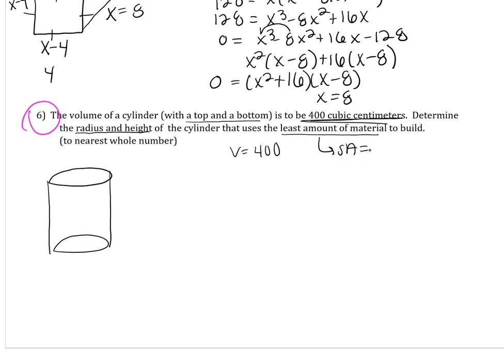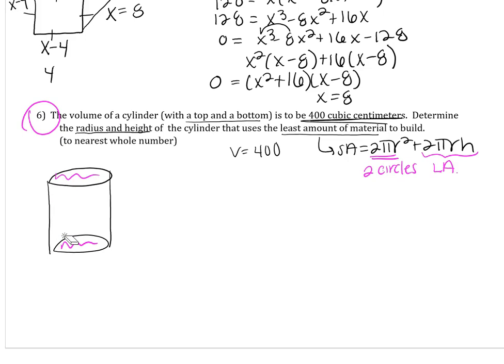Now the surface area of a cylinder is 2 pi r squared plus 2 pi r h, where the 2 pi r squared is referring to the two circles that make up the top and bottom, because the area of a circle is pi r squared. So let's do 2 circles. And then the 2 pi r h, if you recall from geometry, is your lateral area. So that's the stuff that goes around the cylinder.